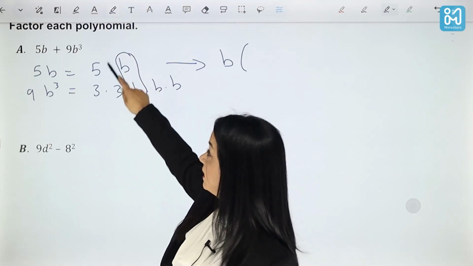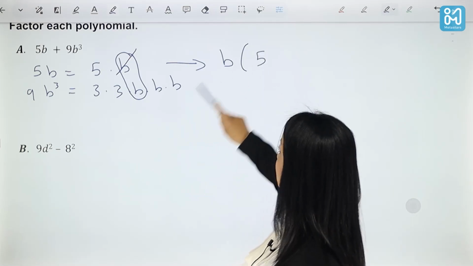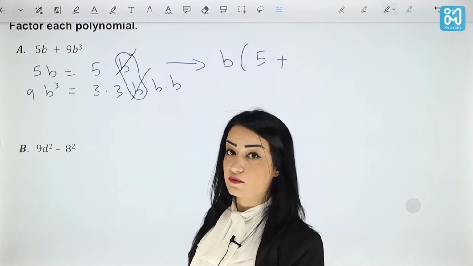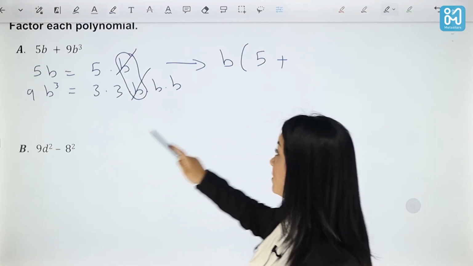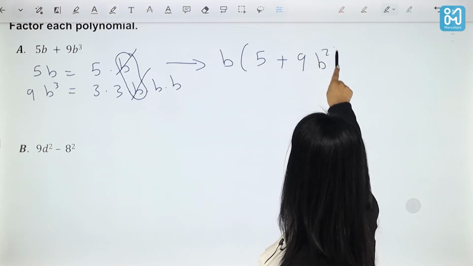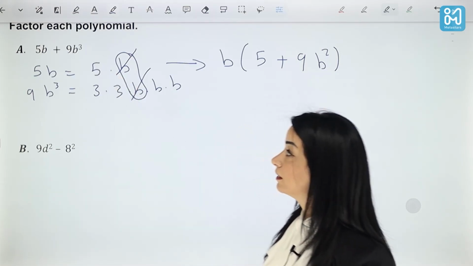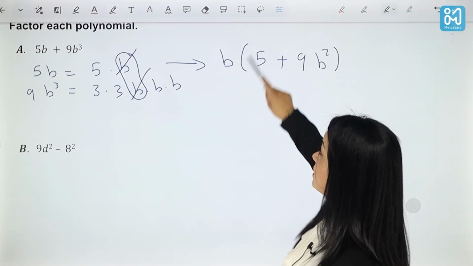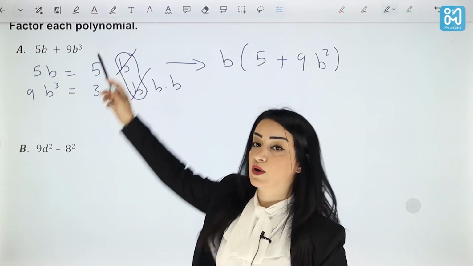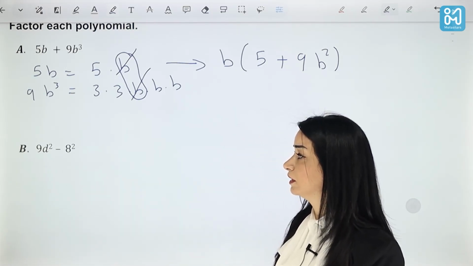When I take b out from the first term, I have 5 left, then plus, I took 1b out, so what do we have here? 3 times 3, 9, and b times b, b squared. So let's try. If I redistribute b, will I go back to the same one or not? b times 5 is equal to 5b, and b times 9b squared is equal to 9b cubed.